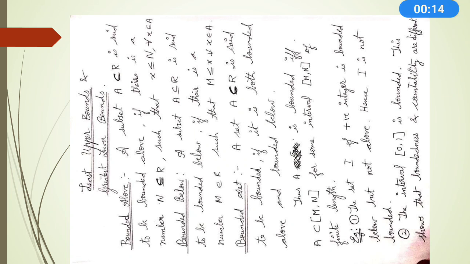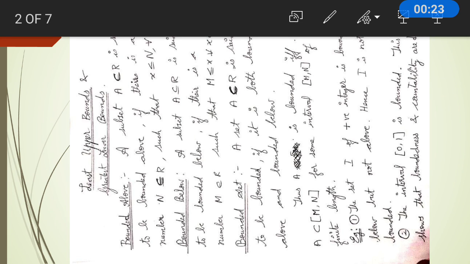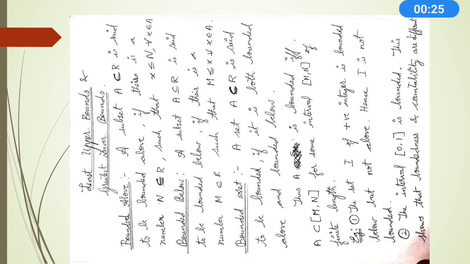Welcome girls. In today's lecture, we are going to see what is least upper bound and greatest lower bound and few theorems related to it. Before we see what is the LUB and GLB, we have to know some preliminary concepts. That is, we have to know what is bounded above set, bounded below set, and bounded set. Okay, so we'll see one by one.